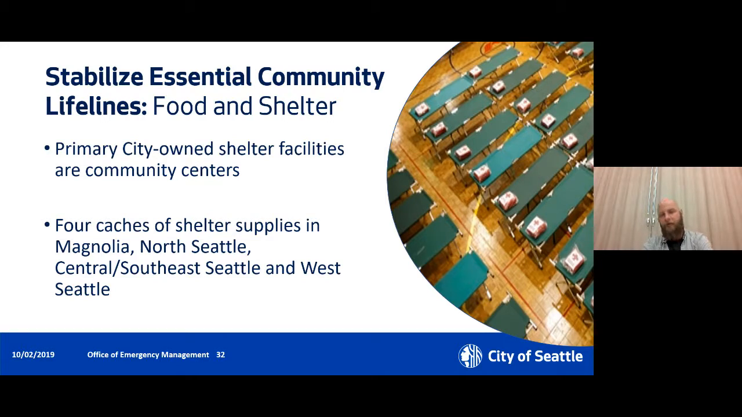We do have caches of shelter supplies in 4 separate places in the city, so kind of distributed north, south, east, west. So there's one cache in Magnolia, one in North Seattle, one in central southeast Seattle, and one in West Seattle. And all combined, that has supplies to basically shelter 3,500 people. So that includes cots, blankets, and there's some other things like toiletry kits and things like that. So there's some basic level of service when we stand something up.